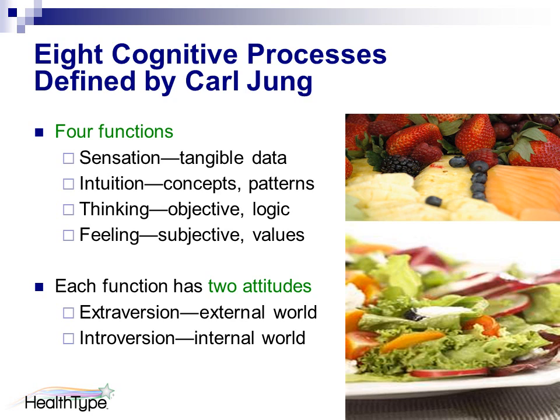There's sensation, which means there's a focus on tangible data. Or number 2, there's intuition, a focus on concepts and patterns. Or number 3, thinking, a focus on objective data and logic. Or the 4th grouping is feeling, which is focusing on subjective information and values. And then each of these 4 groupings has 2 attitudes. One focused on the external world, called extroversion, and another focused on the internal world, called introversion.